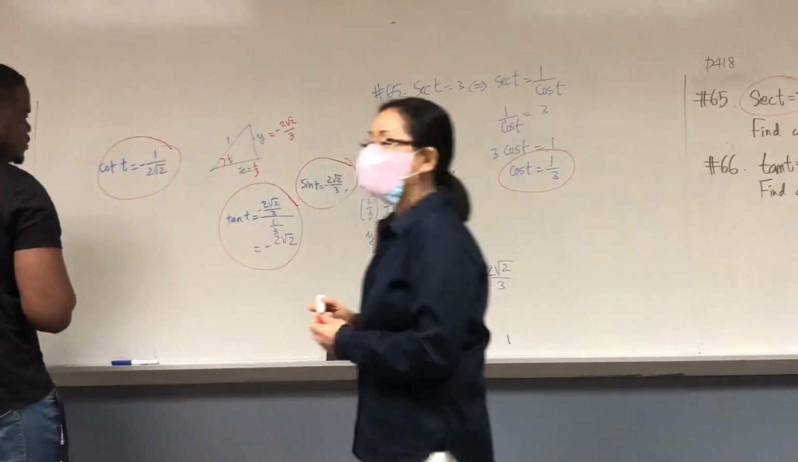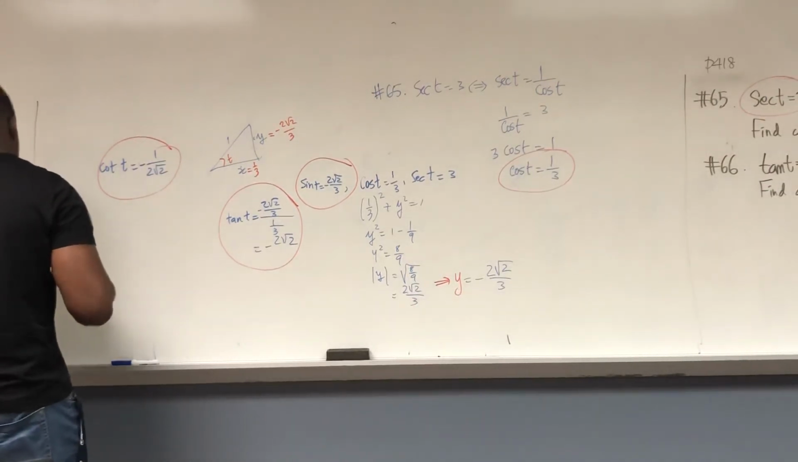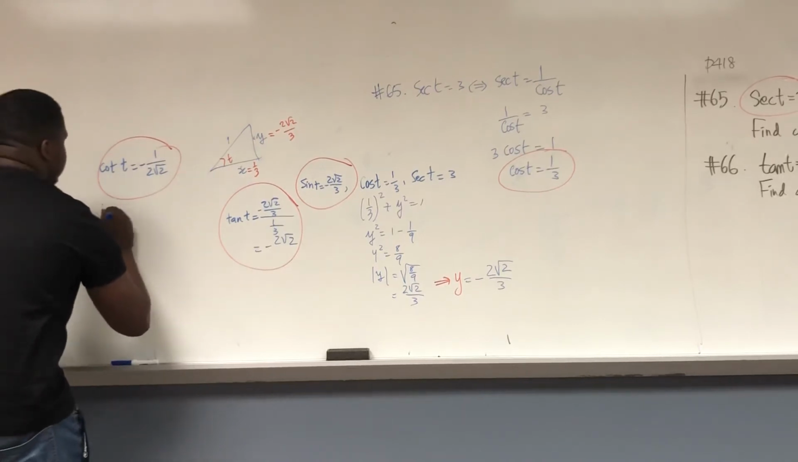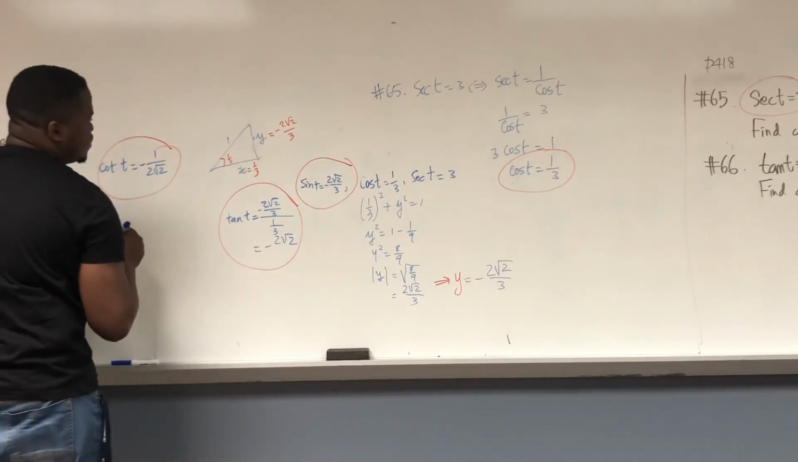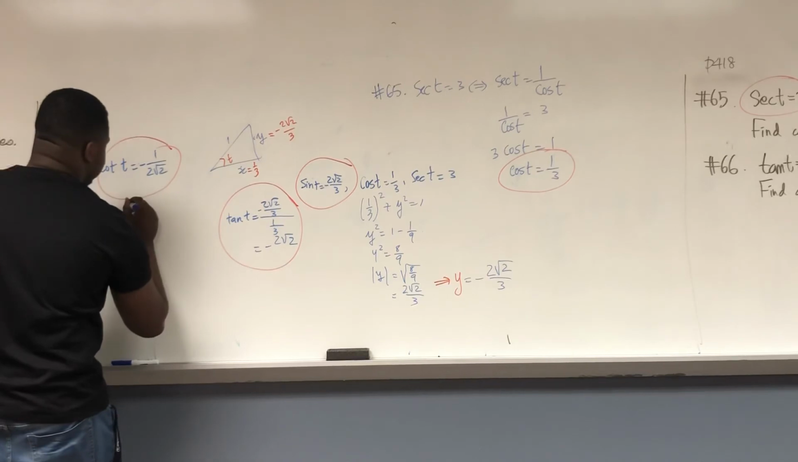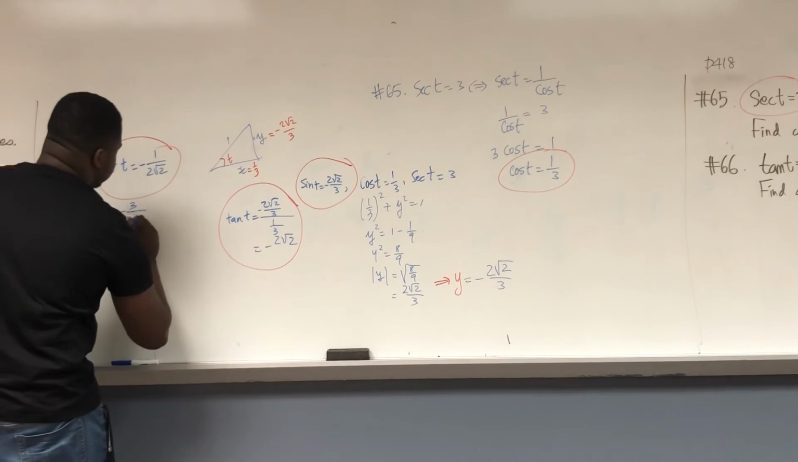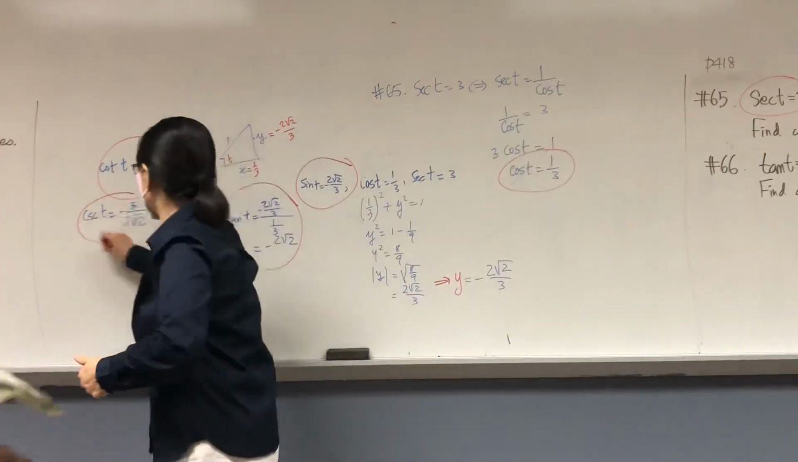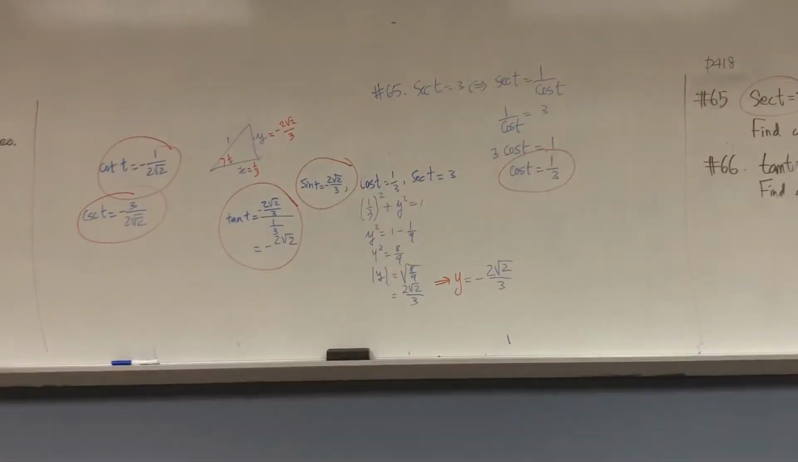Now, last one. Cosecant. What is cosecant t? 1 over sine. So what is it? The opposite is what? Root 2? Very good. You're done. Good job. Everybody understand? Yes. Good job. Any questions?